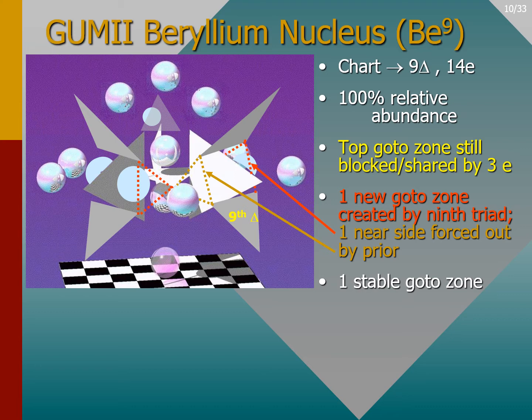2 new virtual quark triads are formed, and normally that would provide 2 additional electron locations. However, the virtual quark triad of an adjoining neighbor already fills one of those locations. So compared to beryllium-8, beryllium-9 picks up 1 go-to zone and is stable.